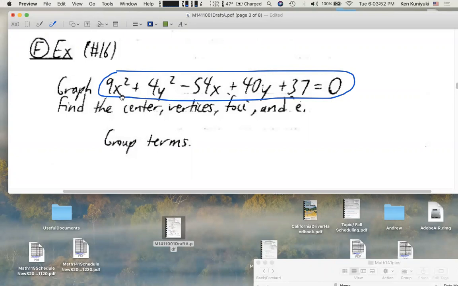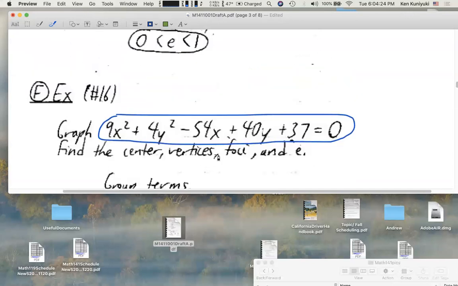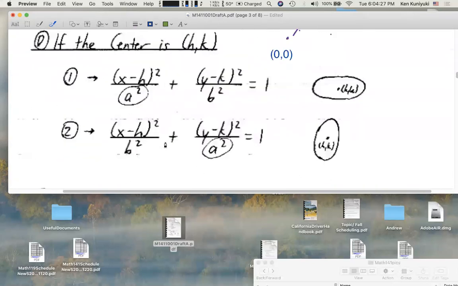All right, 9x squared plus 4y squared minus 54x plus 40y plus 37 equals 0. So x squared and y squared are the highest powers of x and y in this equation. Find the center, vertices, foci, and E. I wouldn't have you actually graph on an exam, but in principle, if you have all this information, you should be able to. Now, our first step to get to standard form, remember standard form is going to look like one of these guys, right?